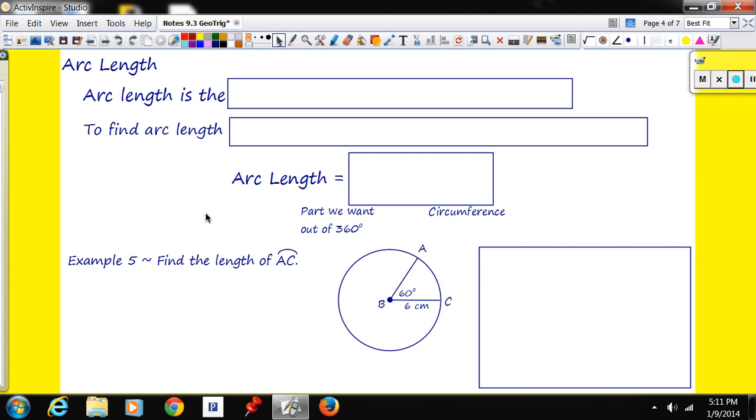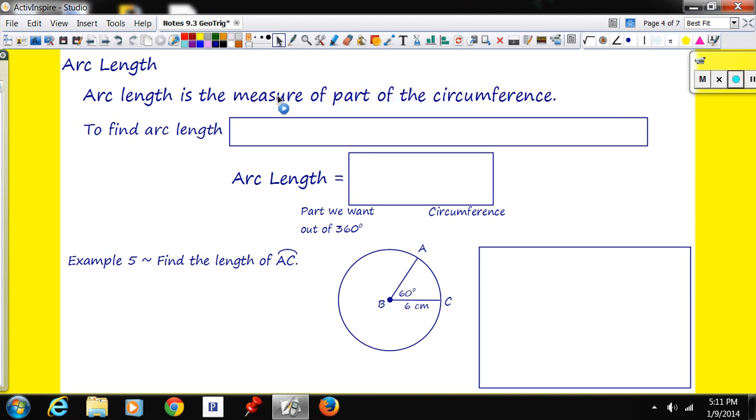Let's talk about arc length. Arc length is the measure of part of the circumference. The whole circumference would be the amount around the circle. The length of an arc would just be how long is it from A to C. If I use scissors and cut this off here and then cut it off here and I laid it straight and I measured it, how much would it be? That's what arc length is.